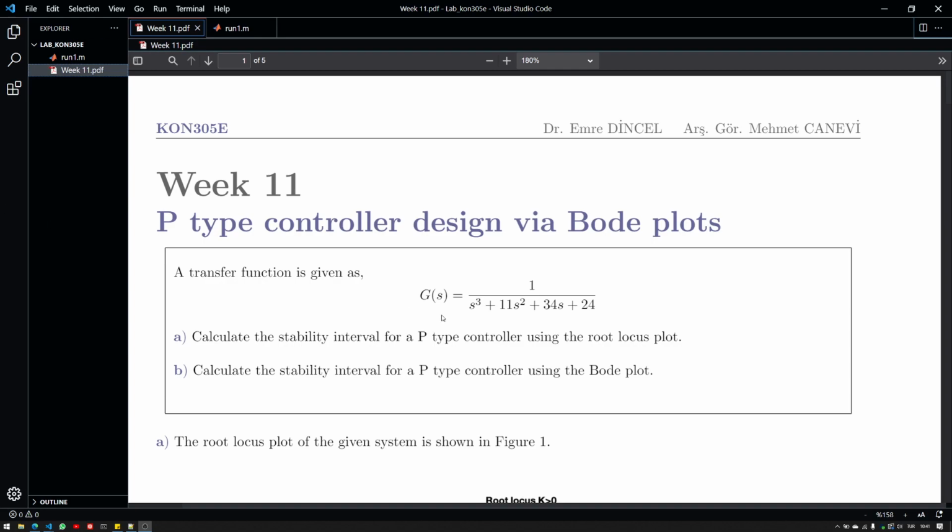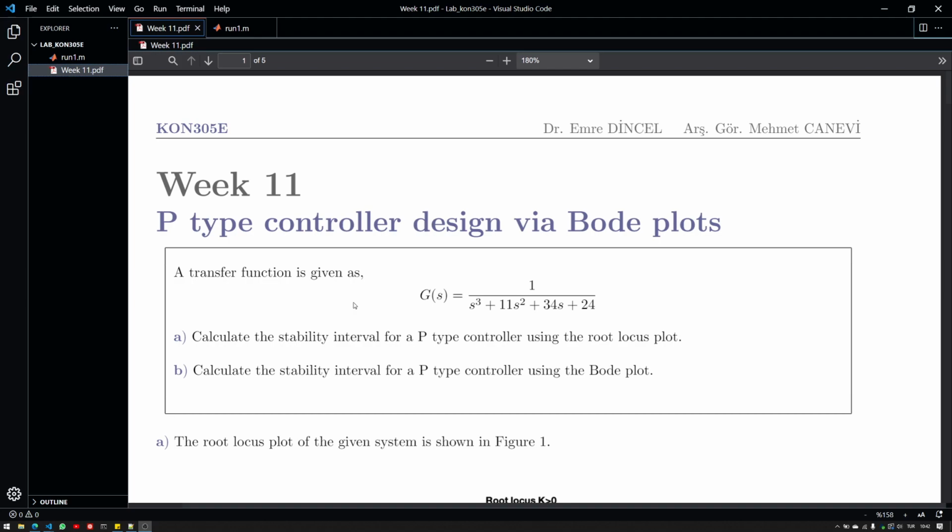Hello everyone. Today we will be examining the p-type controller, especially the stability bounds of a p-type controller. Usually it is really easy to calculate the stability interval if you have MATLAB available. In that case, you just call rlocus as we did in the previous lessons. But there's more to it if you want to calculate the p-type controller stability bounds using a calculator, for example.